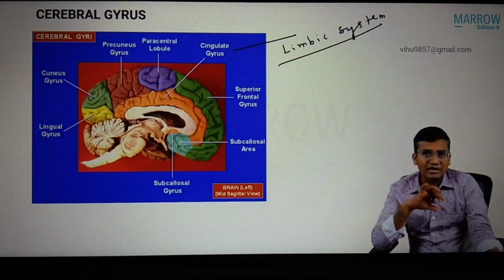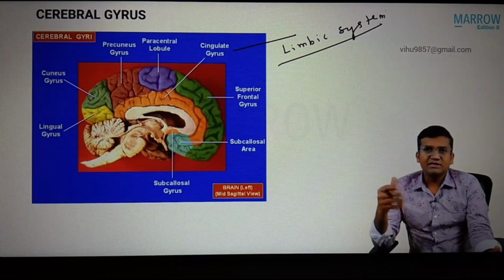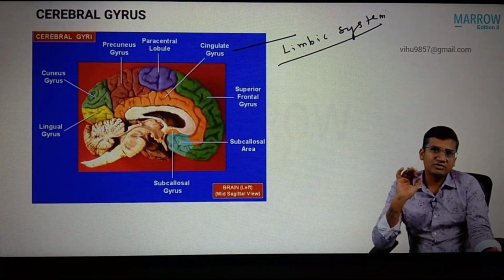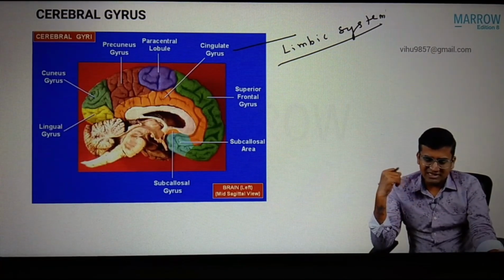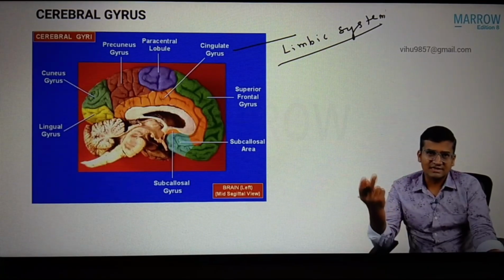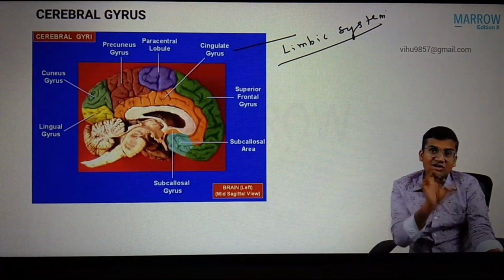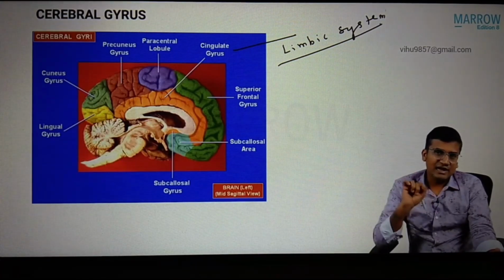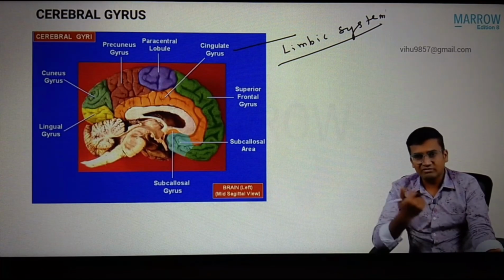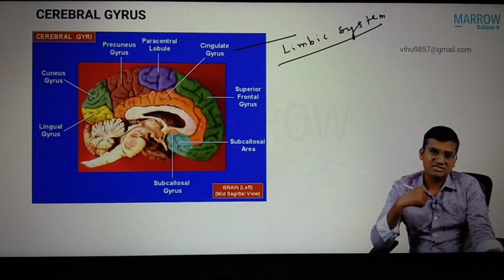So we have one ring of cortex in the cerebrum, and that controls the basic elements for survival. See, for any living organism, for any species, the basic elements of survival are only food and sex, and that is controlled by the limbic system only. So we have a ring of cortex, and that controls the basic elements of survival. That is called the limbic system. Cingulate gyrus is a part of the limbic system.